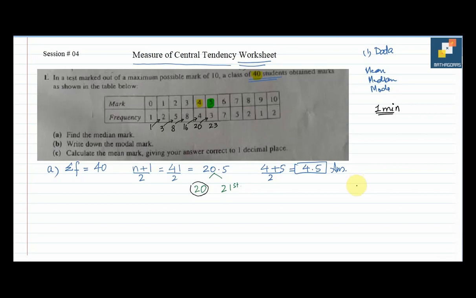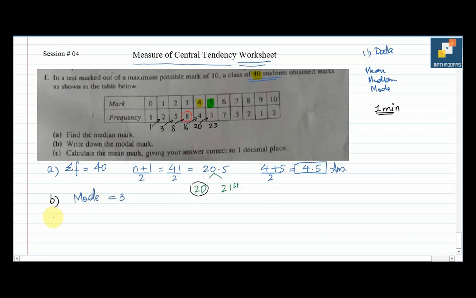Alright, for the next part, that is part B, it says write down the modal mark. Now I'm pretty sure that all of you can find the modal mark, the one with the highest frequency. The highest frequency in this table is 8, so the mode is 3. All right, the mode is 3, the one with the highest frequency.